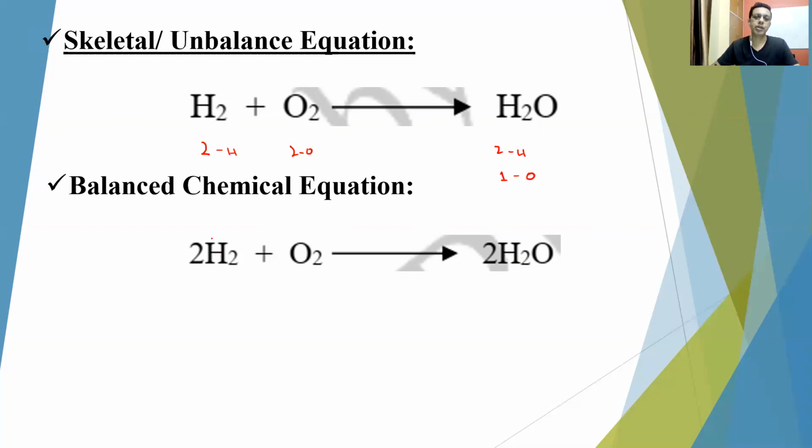So in this case, to balance the reaction, you place the 2 here and 2 here. Now if you see, on the left-hand side you have 4 hydrogen and 2 oxygen. On the right-hand side also you have 4 hydrogen and 2 oxygen. So atoms of different elements are identical on both sides. This type of chemical reaction is called a balanced chemical equation.